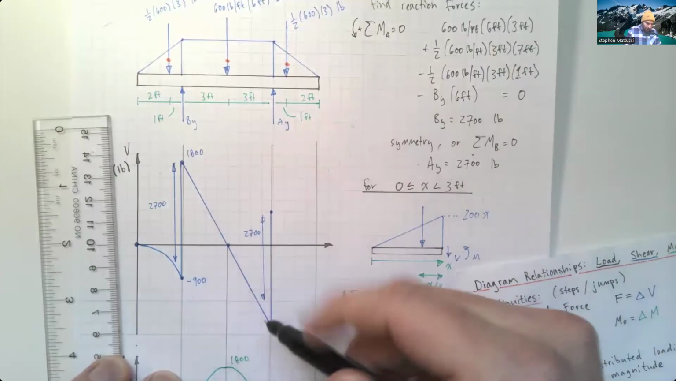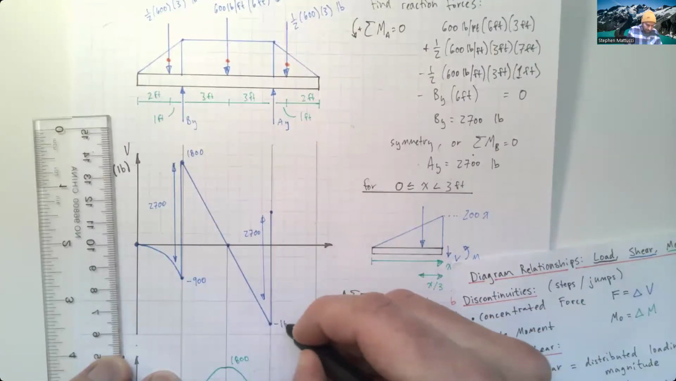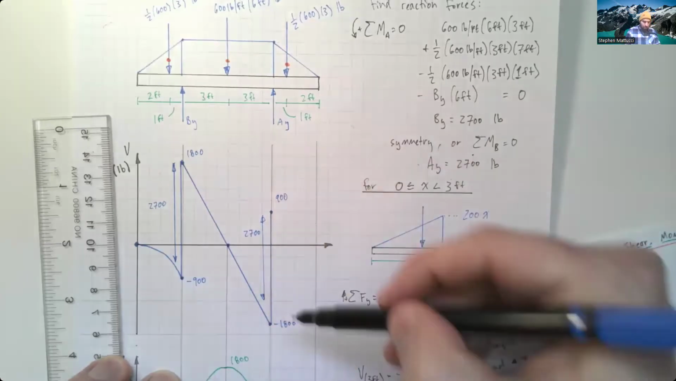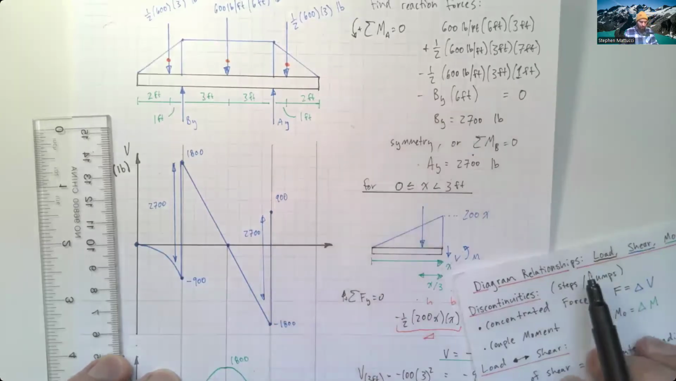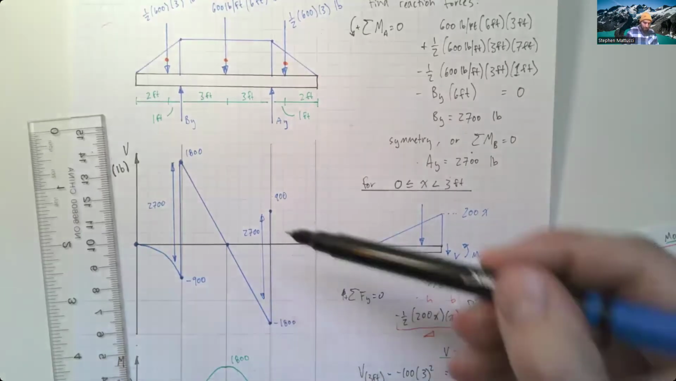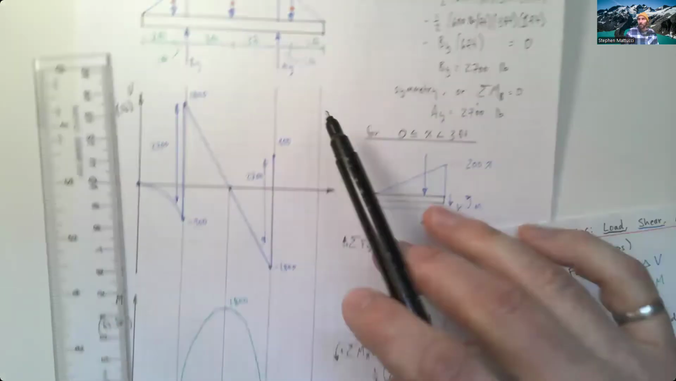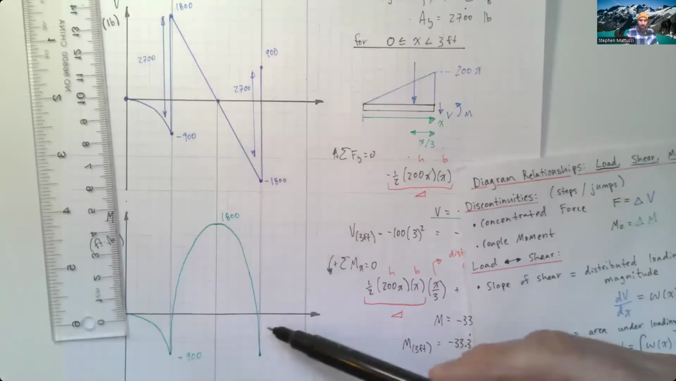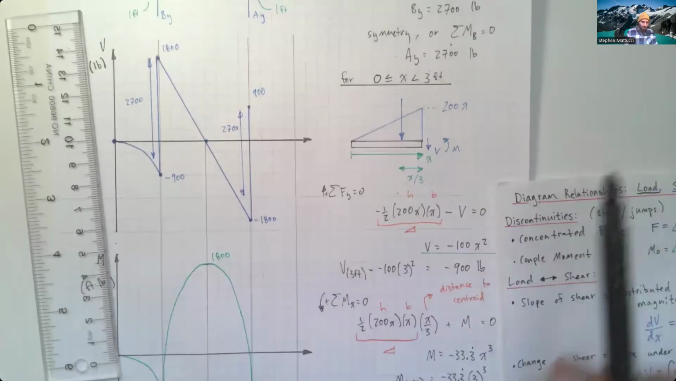And if we're down here, this was minus 1,800. This is going to be 900. So it's going to jump up 2,700 pounds with this discontinuity. We're crossing zero again, which means that we're going to have another maximum or minimum down here. We'll get down to that moment in a second.